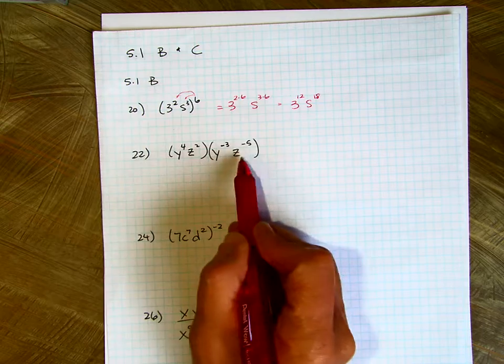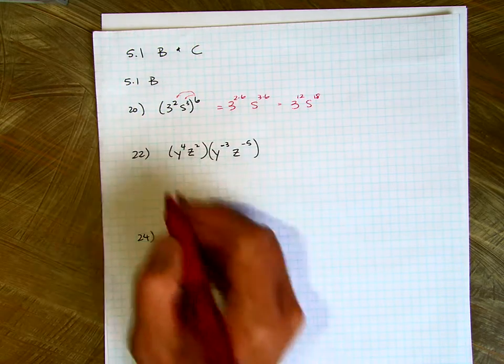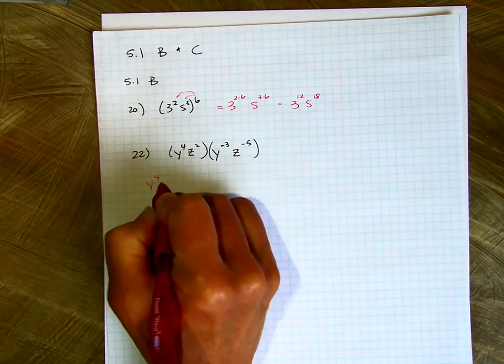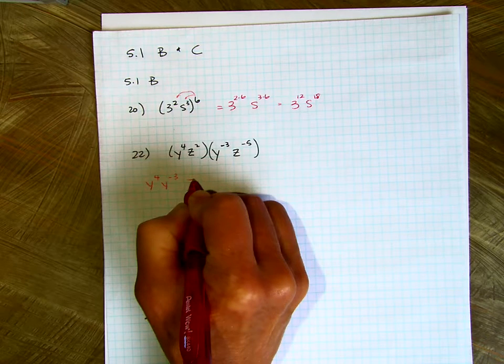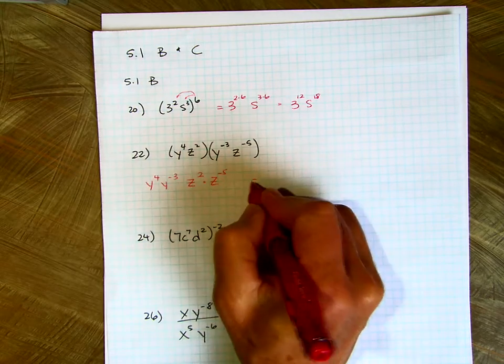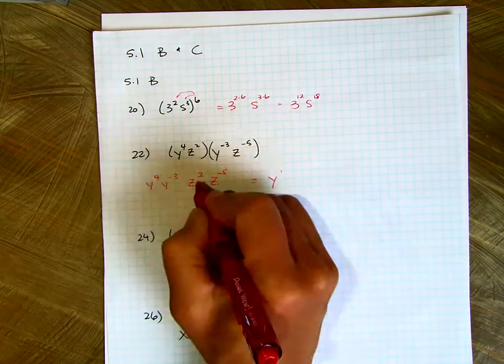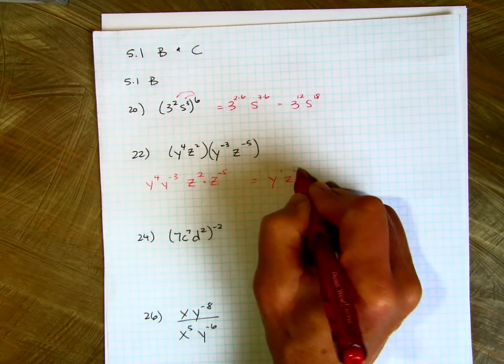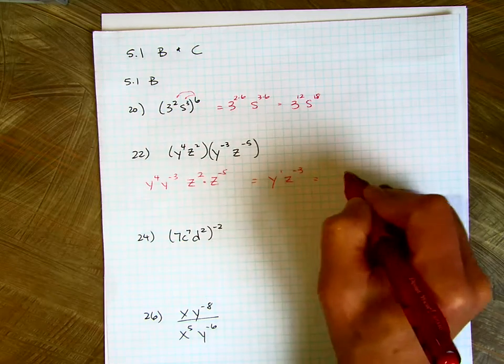What's going on here? Remember, we can multiply in whatever order we want. So I can multiply the y's together, and then I can multiply the z's together. And what do we do? We add exponents. So that's a y to the first, and that's a z to the negative 3. And what does that really mean?